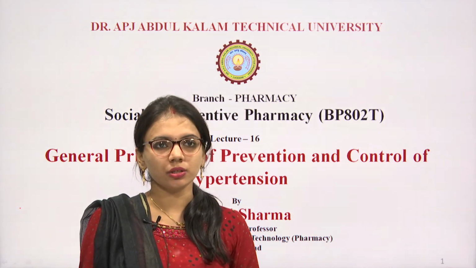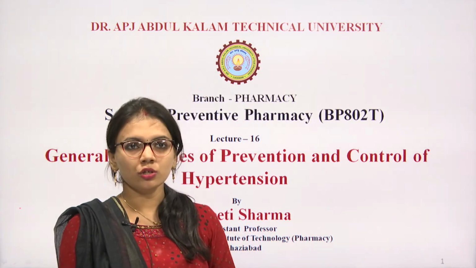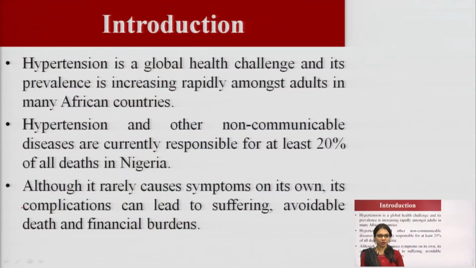So, in today's session, I will discuss the general principles of prevention and control of hypertension. As we all know, what is hypertension? Usually we define hypertension as a systolic blood pressure greater than 140 mmHg and a diastolic pressure greater than 90 mmHg, based on the average of 2 or more accurate measurements. Blood pressure is the amount of force applied on the walls of the arteries as the blood circulates around the body.